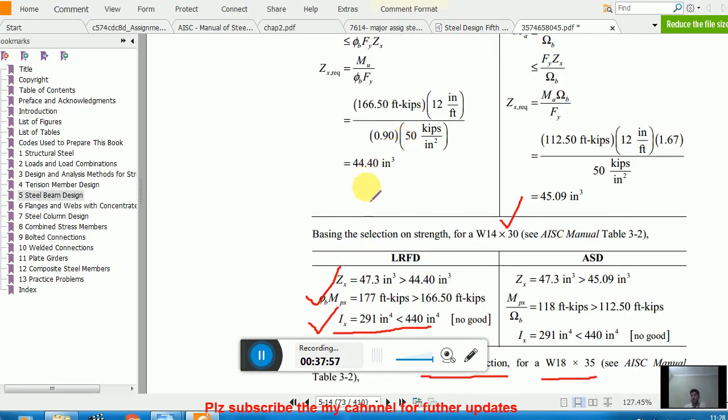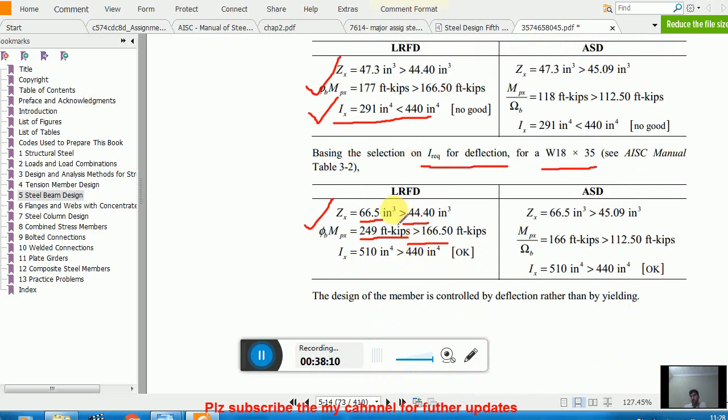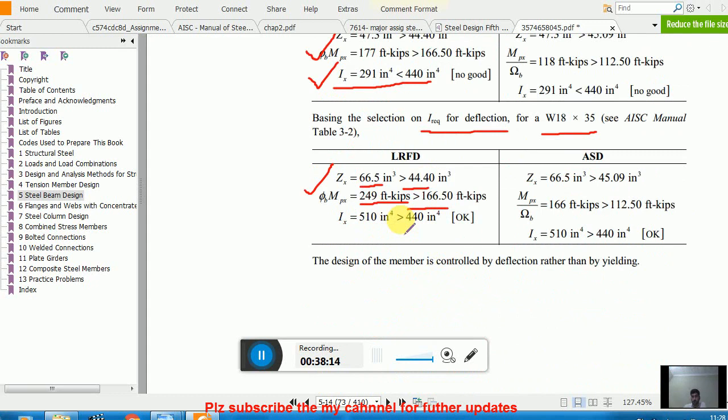But if you select your section on the basis of your ZX table, it may sometimes fail in deflection criteria, as you see here, but it is not necessary. It may sometimes pass, but here you see it has failed. So that's why we have to select, and the IX which is calculated is 510, which is more than 414. Now the section is okay.